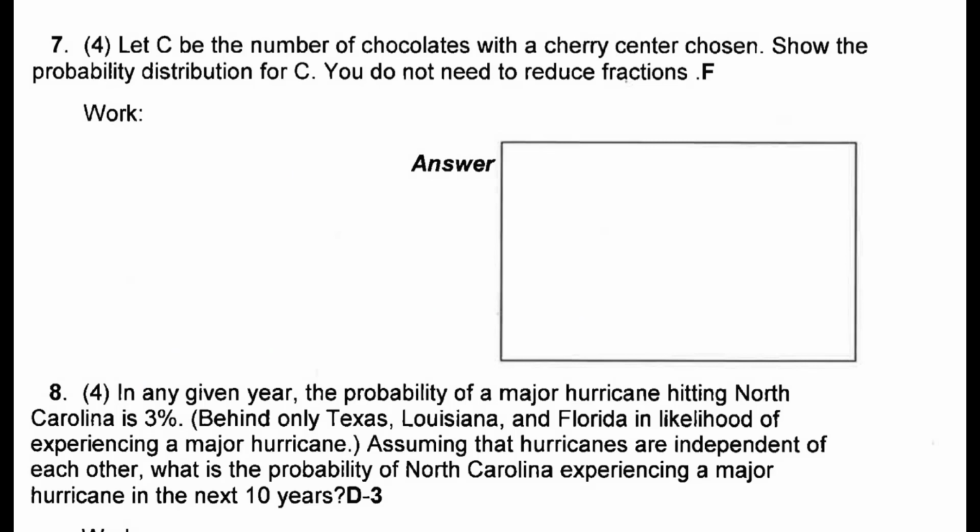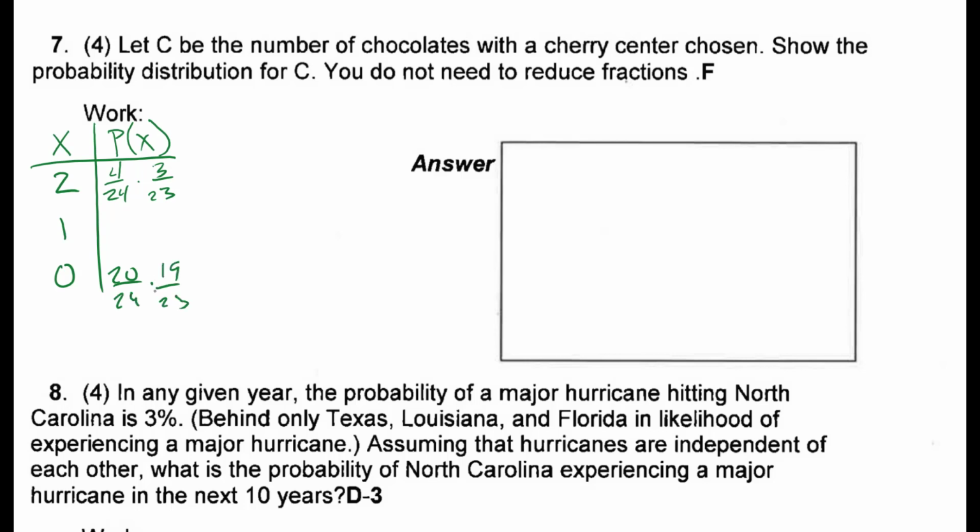This should be pretty straightforward. I need, let's see, a probability distribution. I need an x and a probability of x, so I could do a 2 and a 1 and a 0. The probability of getting 2 was the 4 over 24 times 3 over 23. The probability of getting 0, we did that when that was 20 over 24 times 19 over 23. And then this last one was, oh gosh.